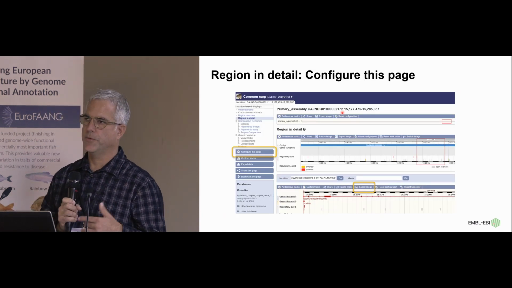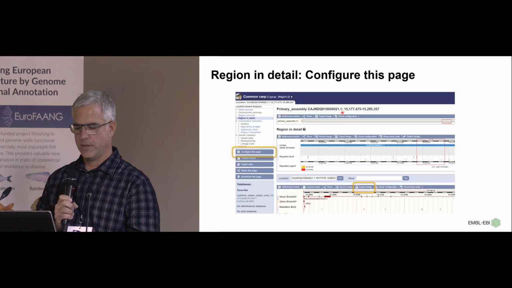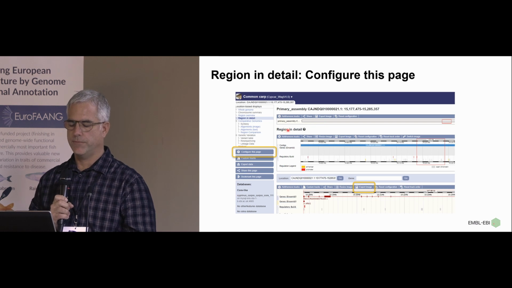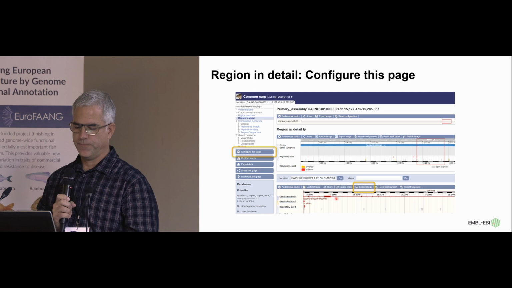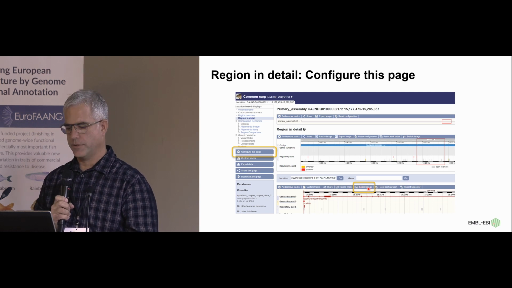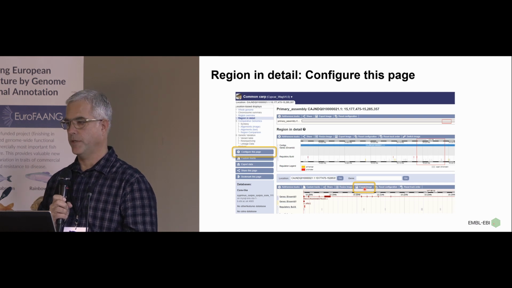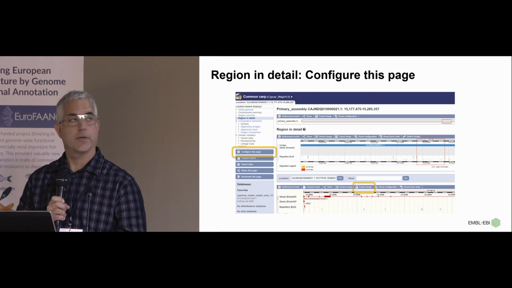This is what the interface looks like in practice. This is the region in detail view, where you can see the tracks and the genome view here. The previous image I showed was exported from this export image button, which is useful if you want a high-resolution PNG or a PDF. And then you can choose the tracks here with this configure this page.